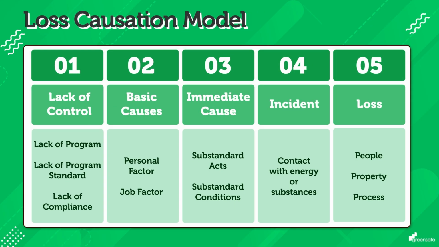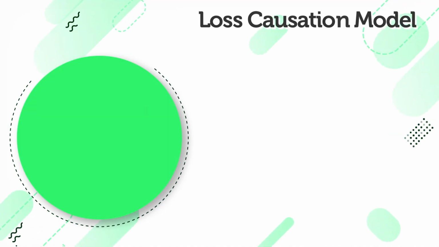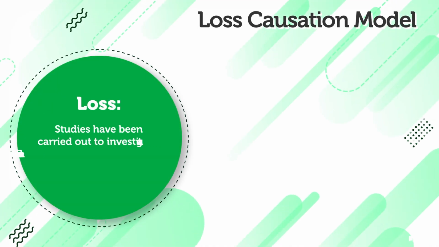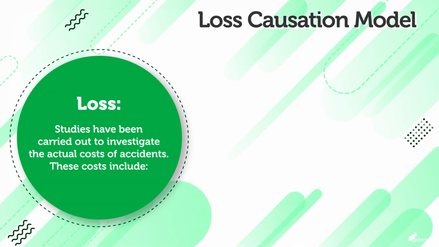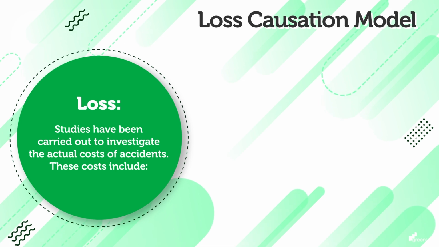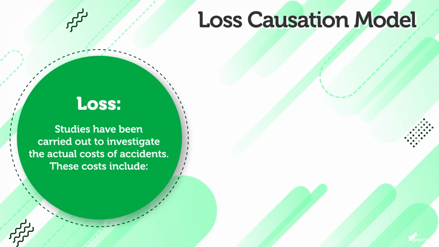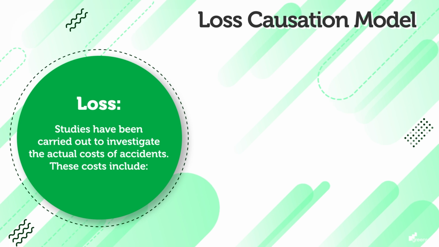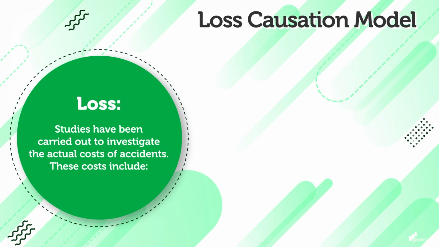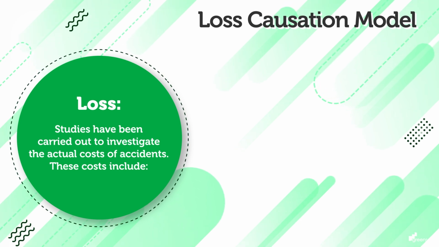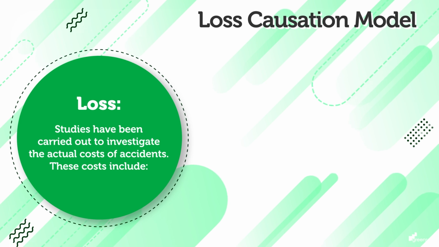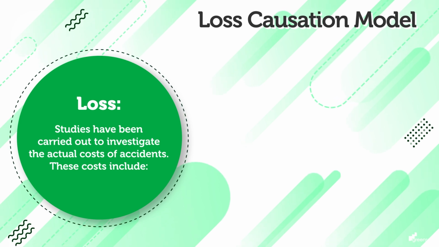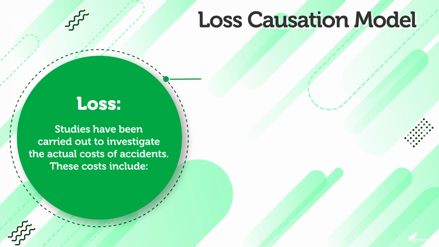The last tool we'll examine today is the loss causation model. This table is a fine example of what this tool usually looks like. Several studies have been carried out to investigate the actual costs of accidents. They have found that the true cost of an accident far exceeds the injury costs. This is because the injury cost might be covered by insurance. Estimates of total uninsured costs can range from 5 to 50 times that of injury and illness costs.